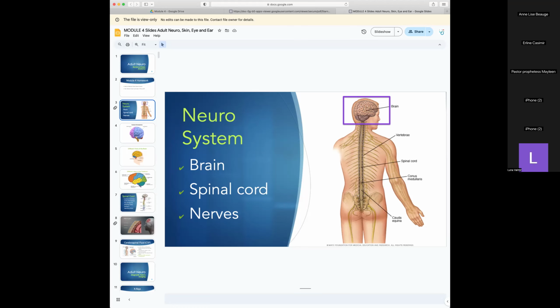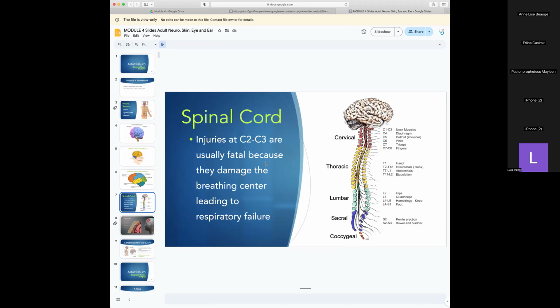Okay, good. So what I was saying is the spinal cord is how the brain receives and sends information. And the nerves are like the little highways that send the messages out to the body. Again, make sure you know that the brain, the spinal cord, and the nerves are what make up the neurological system. This is another picture of the spinal cord so that you can see. And remember, the spinal cord connects with the brain stem.